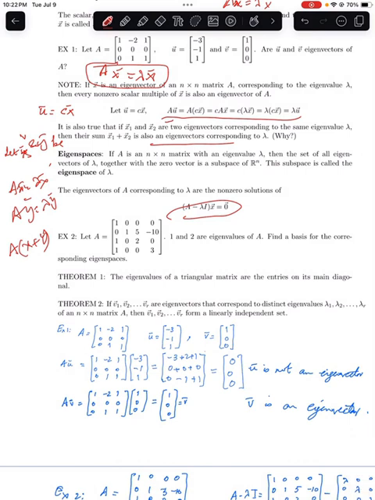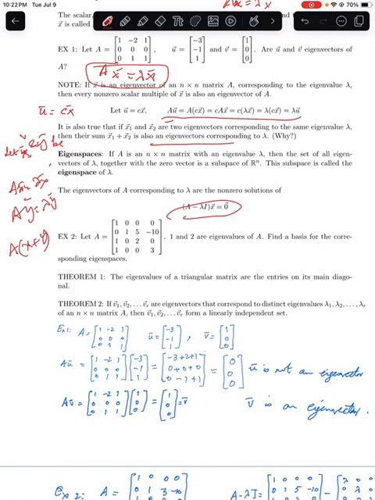Okay, so here is a second example. I am going to do all the examples again. Let A be this matrix, and given that 1 and 2 are eigenvalues of A, find a basis for the corresponding eigenspaces. Okay, there are some theorems which might be helpful when we are solving the problem.